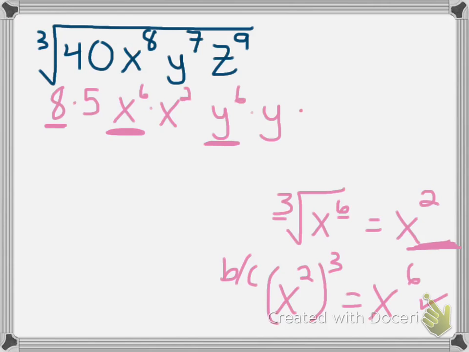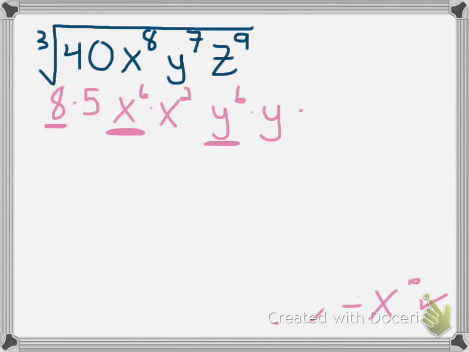Now, z to the 9th, take a second to think about it. Is z to the 9th going to have to be broken up at all? And the answer is no, because the cubed root of z to the 9th we already know, because 9 divided by 3 works evenly. Okay, so I like to just copy it down. Some of you may want to skip steps along the way. That's fine. Okay, completely up to you. I just like to copy it down.